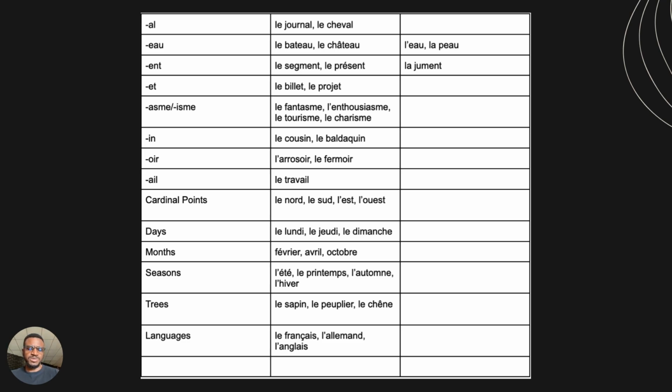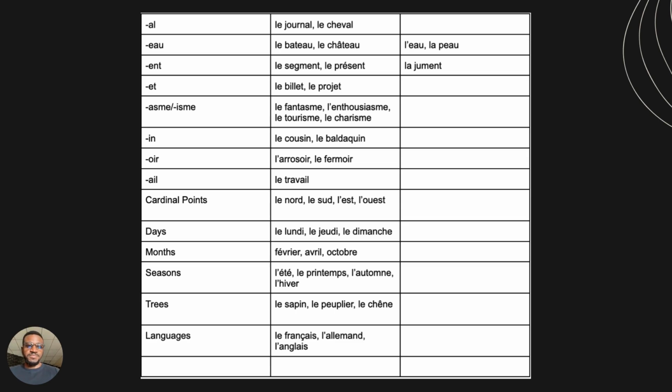And then days of the week again, masculine. Le lundi, le mardi, le mercredi, le jeudi, le vendredi, le samedi, le dimanche. All of them there, masculine. Same applies to months. Février, avril, octobre, and so on. They're masculine. Then seasons again, masculine. So you have l'été, le printemps, l'automne, l'hiver. Most of them, even though you can tell that there's a legion going on, they are masculine.